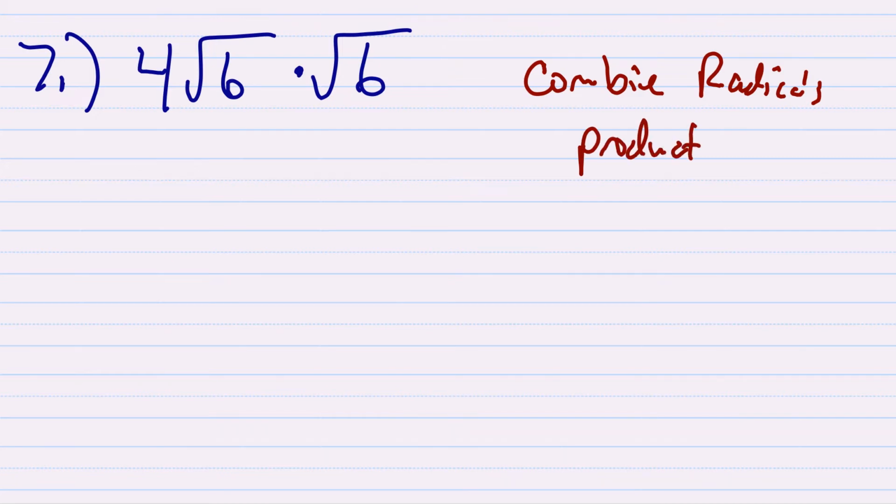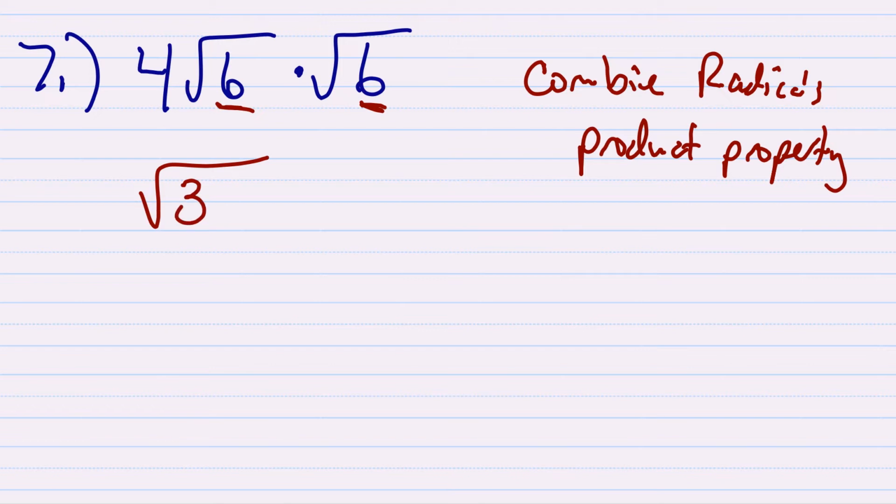So the way I think of it is, if guys are in jail, both 6 and 6 are in jail, you can multiply them together. So 6 times 6 stays in jail as the square root of 36. So these two radicals right here turn into the square root of 36. 4 is out of jail, so he has to stay out of jail forever. He's not allowed to go in.